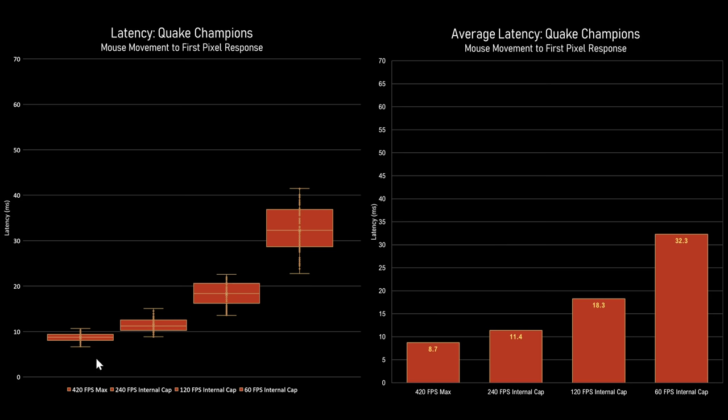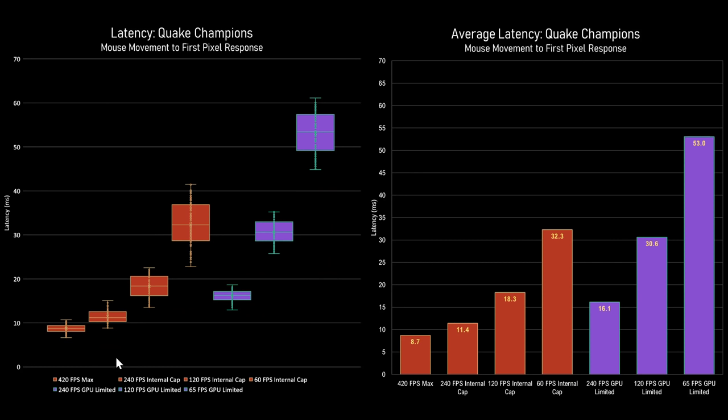But let's look at that situation now. The next results on the chart show Quake Champions latency when my 1070 Ti was at 100% utilization. I wanted to make the frame rates match exactly, but I couldn't set the resolution scaling higher than 200% to drop that 65 FPS down to 60, but it's close enough. At 240 FPS, latency only increased a little compared to the capped low GPU use situation, 11.4 milliseconds to 16.1 milliseconds. That's not too bad.